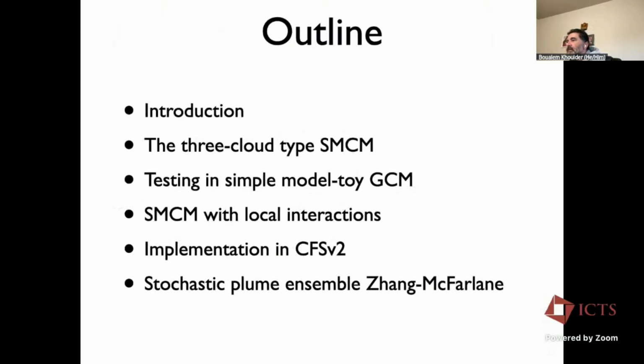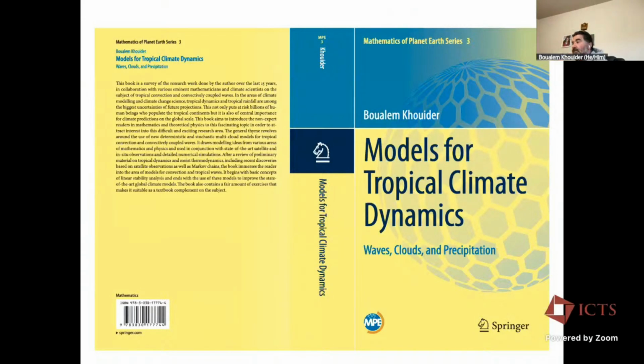I will give you a bit of introduction and then talk about the three cloud type stochastic multi-cloud model, and then some tests using toy GCMs, as we call them. And then I will take a little detour to discuss local interactions and what they are important for. And then I will show you some implementation in CFS, and then extension to the Zhang-McFarlane parameterization. I'm not going to give you all the details.